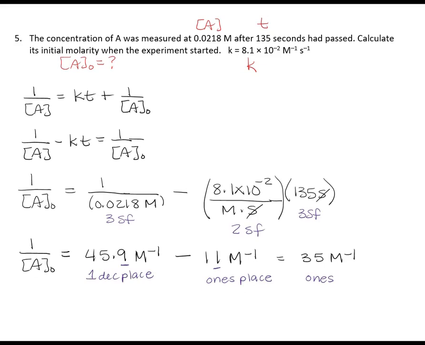Now when I take the inverse, A naught equals 1 divided by 35 inverse molar. So I can actually just flip that molarity to the top. This should be 2 sig figs. And when I do that math, 1 divided by 35, 0.029 molar is the original concentration.